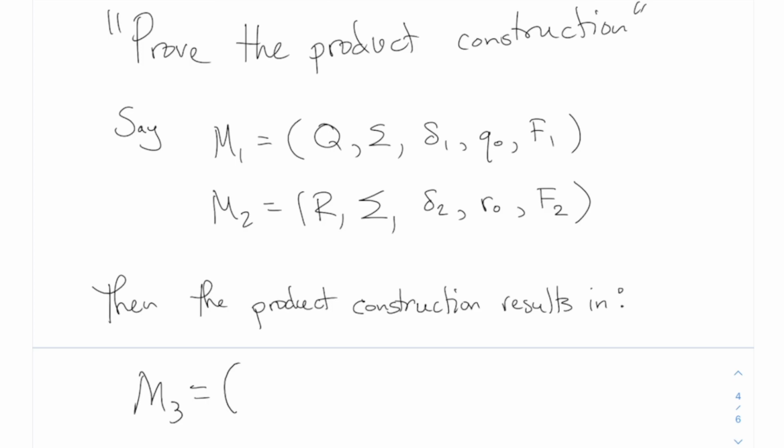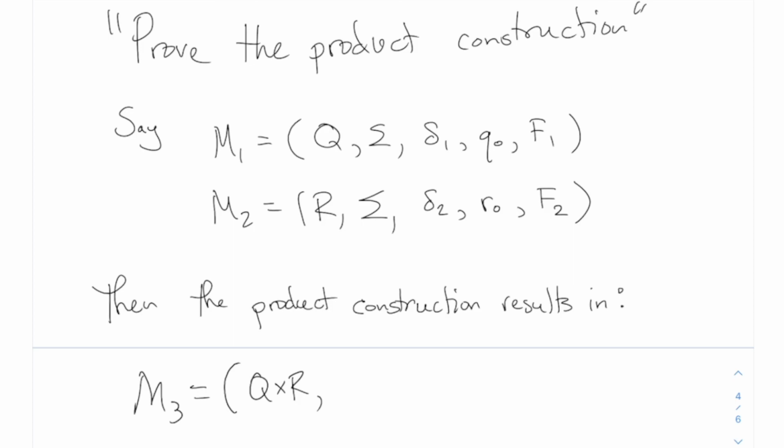So what we have to think about is, if I start with the first machine, the states were Q, the second machine the states were R. What are the states in the product? They are made up of pairs. Q cross R. Hope you remember your set theory. Q cross R means the set of all pairs where the first thing comes from Q and the second thing comes from R. That is exactly what we want for the states of the product machine.